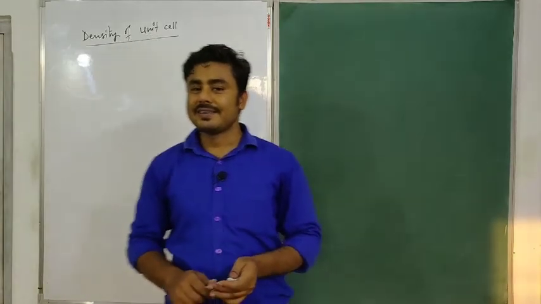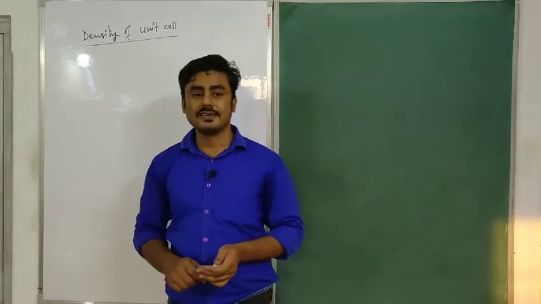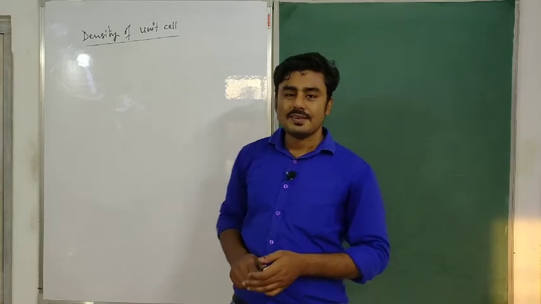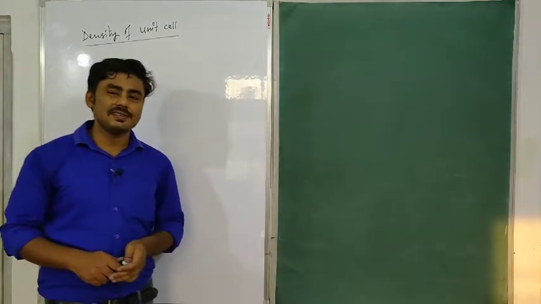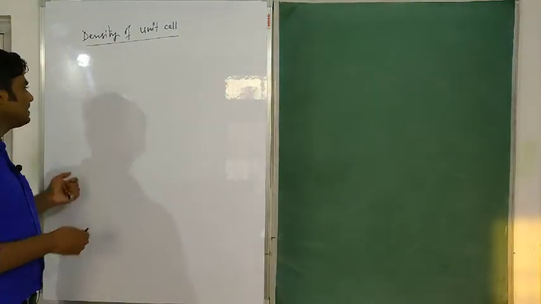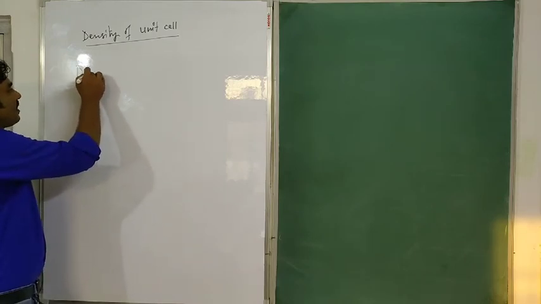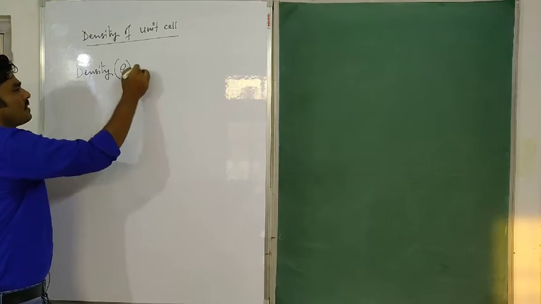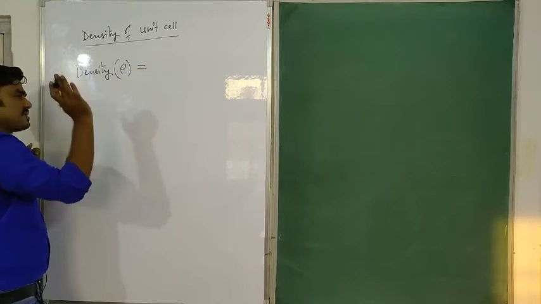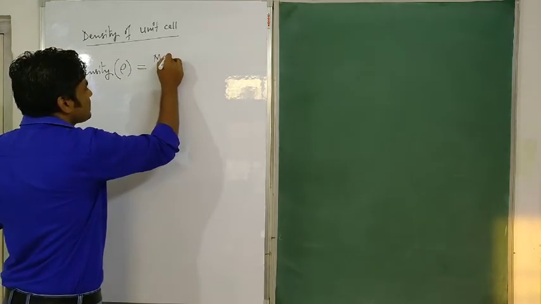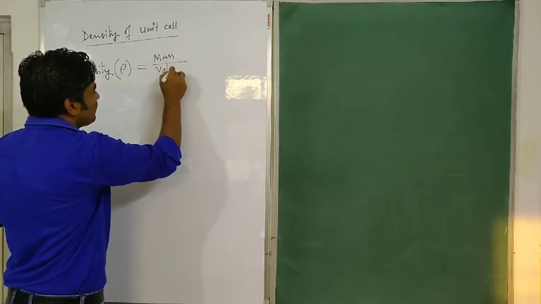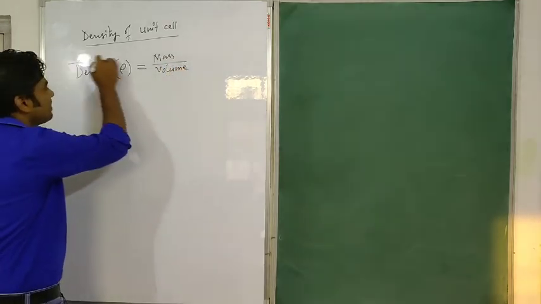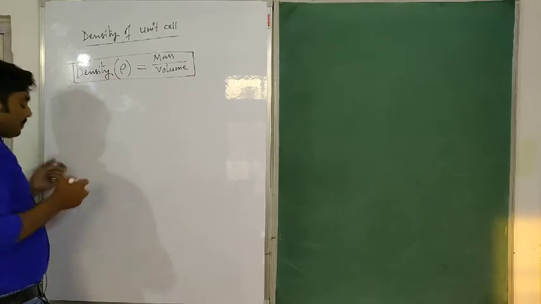So today another new topic, that is the density of unit cell. Density you have already studied in physics, so here I am going to write only the formula of density. Density is denoted by rho, or somewhere it is represented by small d, and it is mass upon volume. It is clear? Okay, this simple formula.